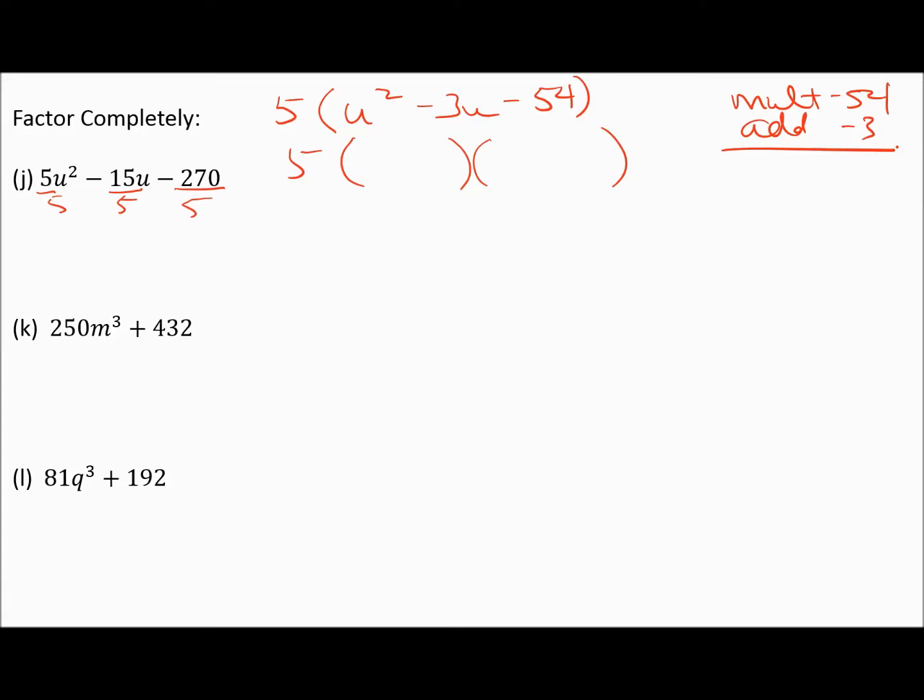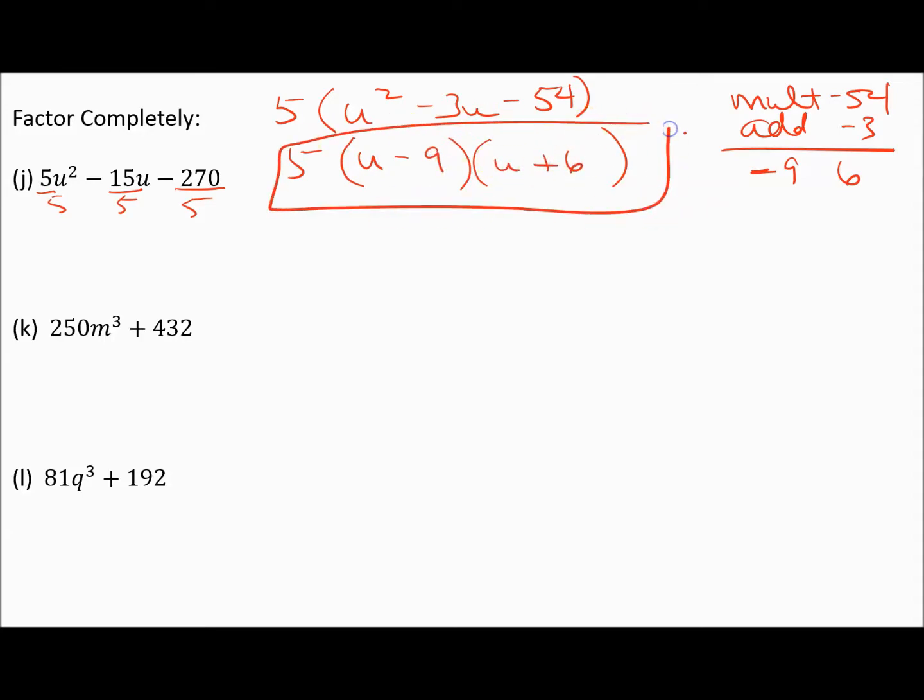So things that give me negative 54, you can go down the whole list like 1 times 54, 2 times 27, but 9 and 6 are the first things that I think about. And remember, the bigger one has to add to be the sign of the middle number, so the 9's going to be negative. So use your correct variable. This is going to be u minus 9 times u plus 6. And that is completely factored.